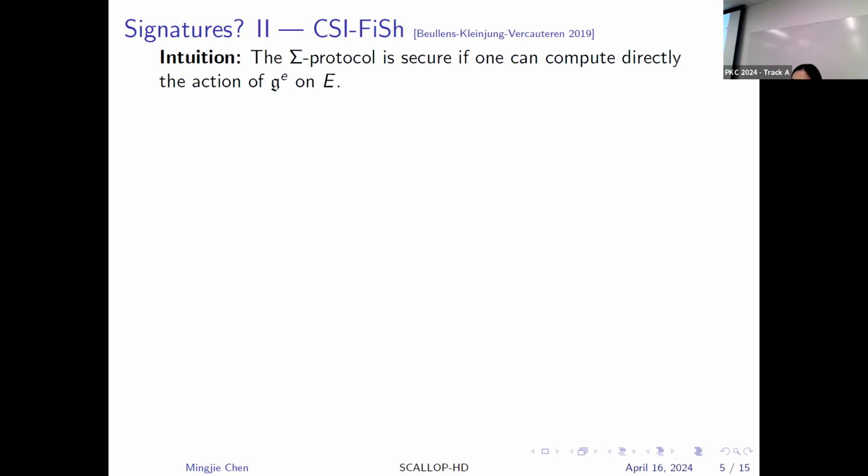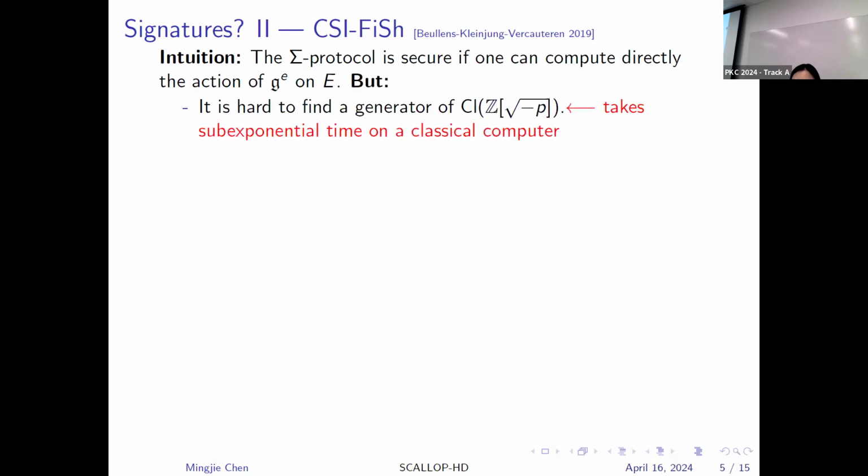The intuition is that this sigma protocol will be secure if one can compute directly the action of g^e acting on the curve, where g is a generator of the ideal class group and little e is an integer modulo the group size. But here are two issues. The first one is that it is hard to find the generator of an ideal class group. It takes sub-exponential time on a classical computer. And the second issue is that direct computation of g^e acting on a curve is not efficient because the exponent e is usually very large.